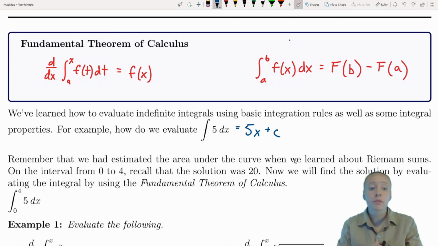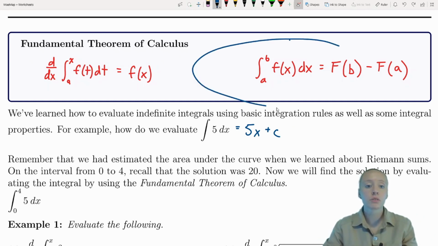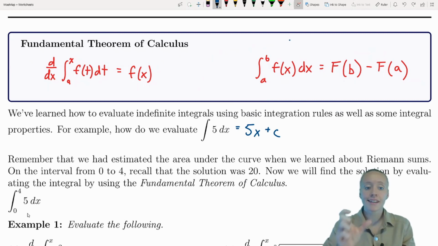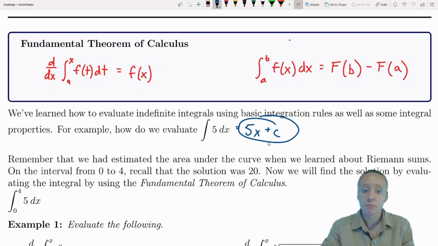But now we will find the solution by evaluating the integral by using the fundamental theorem of calculus. And we're going to use this part right here. So if I'm integrating, again, that same interval, we already know our solution's 20. Let's double check. So when I integrated this, remember I got 5x plus c. And we don't need to worry about our plus c anymore because think about it.